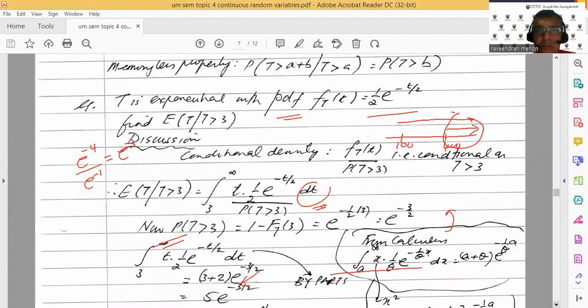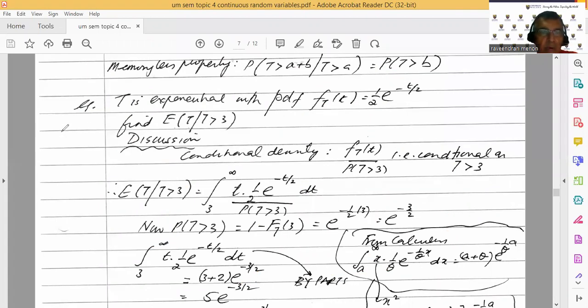So remember, this is a conditional expectation. So you'll have a denominator, and that denominator will be the probability that T is bigger than 3. And that's easy to work out, because this is the same as 1 minus the probability that T is less than or equal to 3. Use the CDF, right? I've done it here for you. Use the CDF, plug in, and you'll get e to the power of minus 3 over 2.